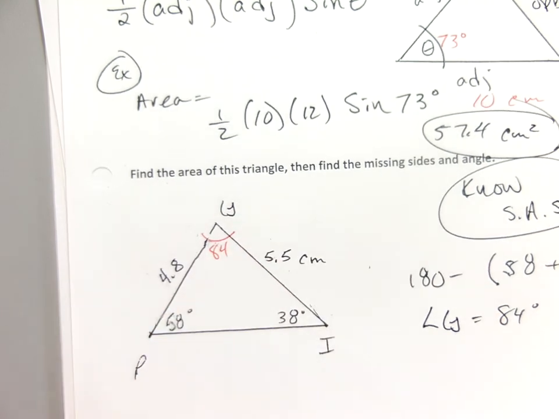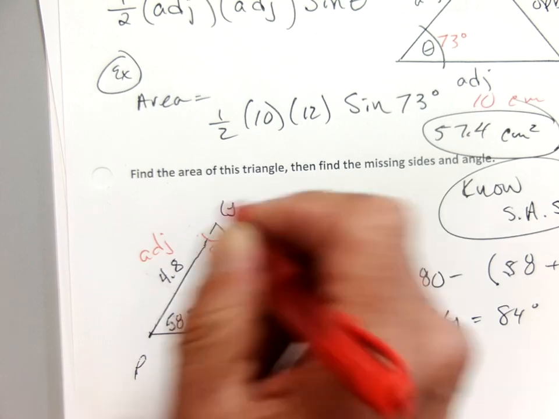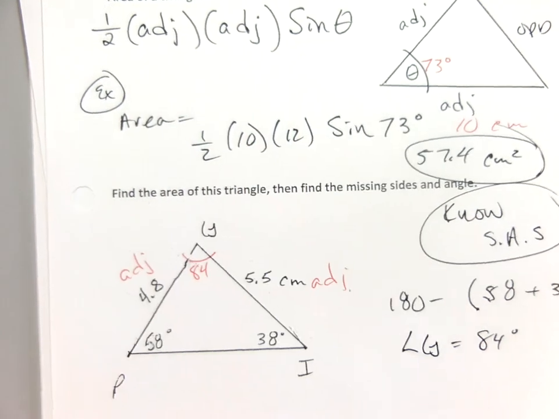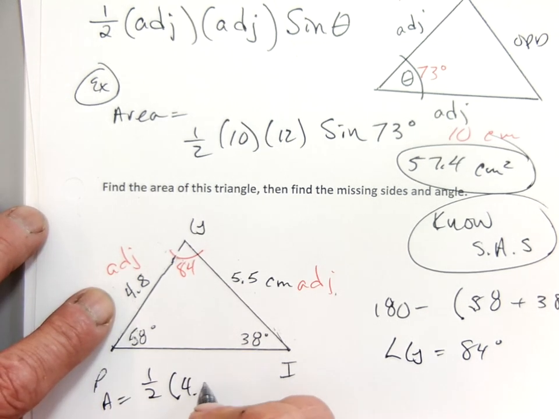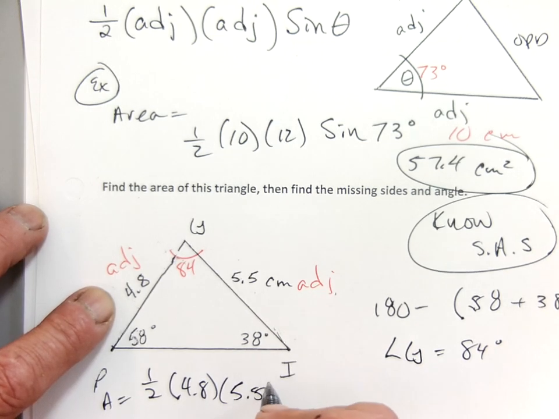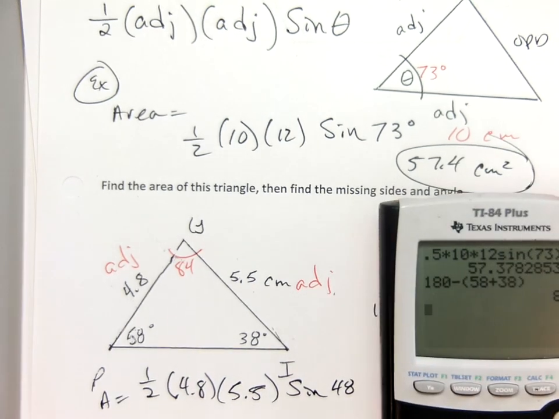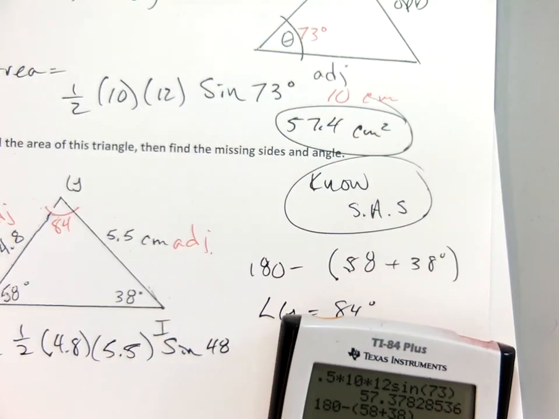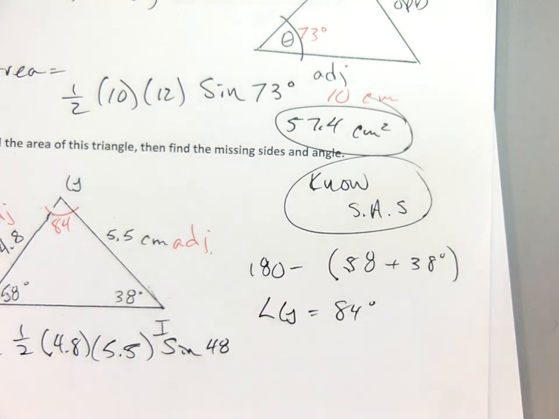Now the area is easy. This would be my adjacent side, my other adjacent side. I'll use my formula up here. I'm just going to go area equals 1/2 adjacent times my other adjacent times the sine of 48. Okay, and I'm just going to use my calculator to do that. I'm going to go 0.5 times the 4.8 times the 5.5 times the sine of 48, and that's the area of the triangle, about 9.8. That's the area, is about 9.8.